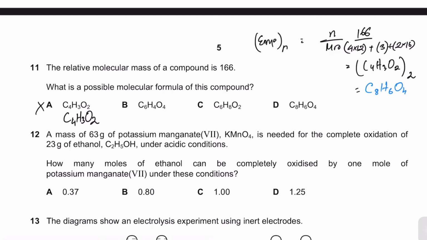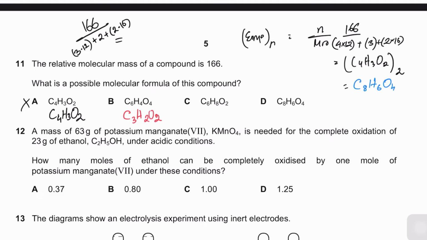Okay, now we can deduce a molecular formula for this one. It's going to be C3H2O2. If you do the same over here, 3 times 12 plus 2 plus 2 times 16, we can go ahead and do it. Okay, so if we now do the calculation, 166 divided by 3 times 12 plus 2 plus 2 times 16, we're going to get a decimal, 2.3.